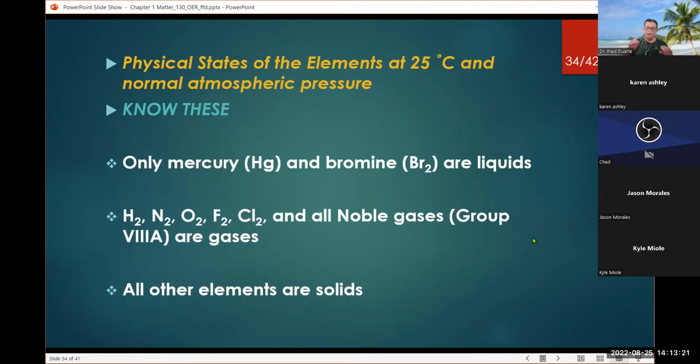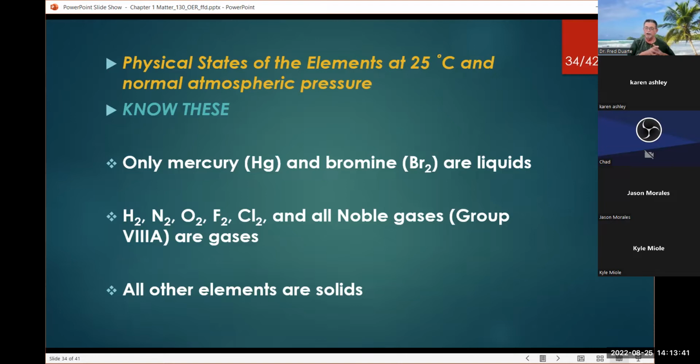Okay, now the physical states of the 118 elements. You might think, well, we've got to know them all. Yeah, but you don't have to memorize them. You just have to know a few things, and the rest is fairly automatic.